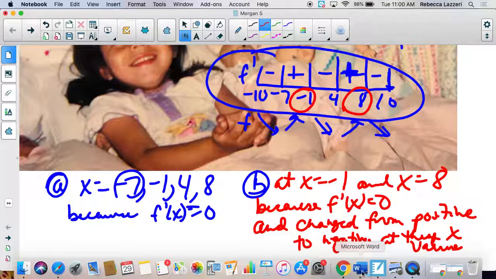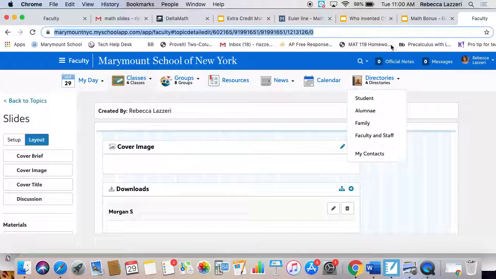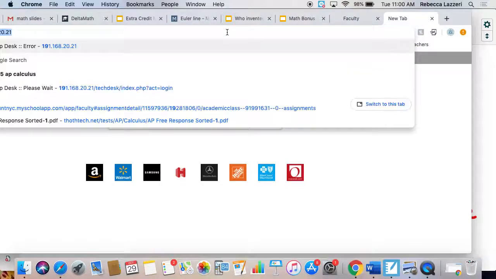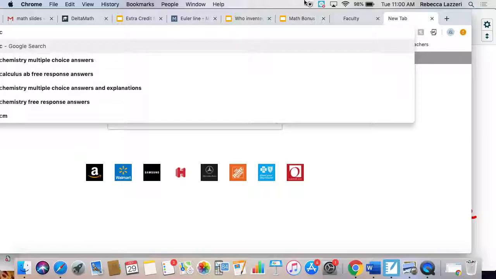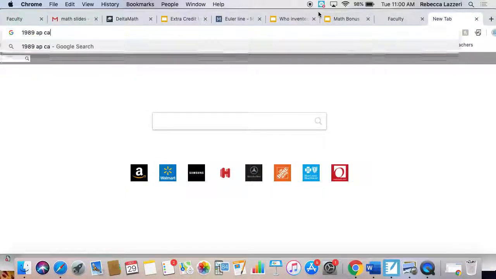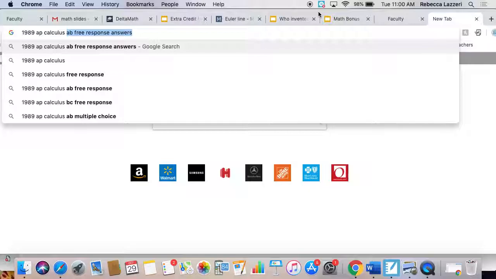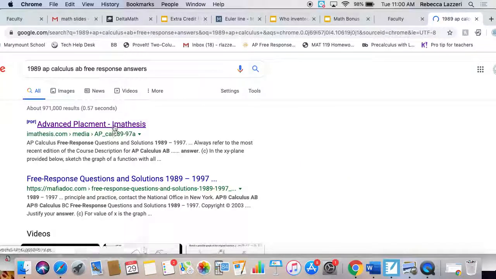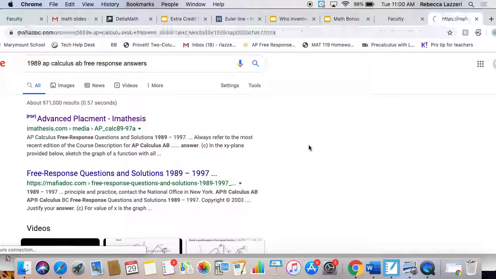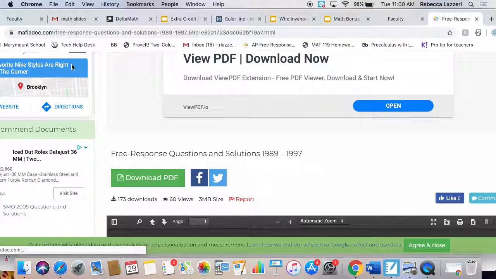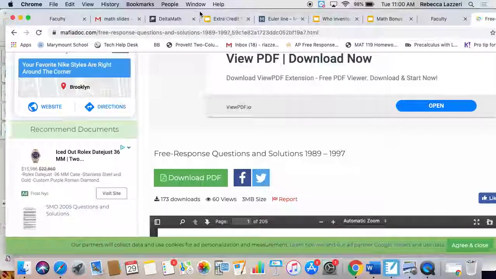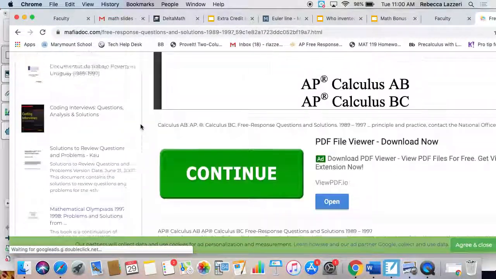Did I give you the year? Yeah, 1999. Way back in 1989? Yes. Okay, in the 1900s. 1989 AP Calculus. Let's see, hopefully, what I'm looking for right now is the grading standards from the College Board. Oh, here we go.